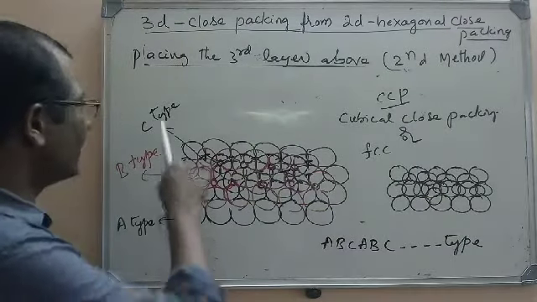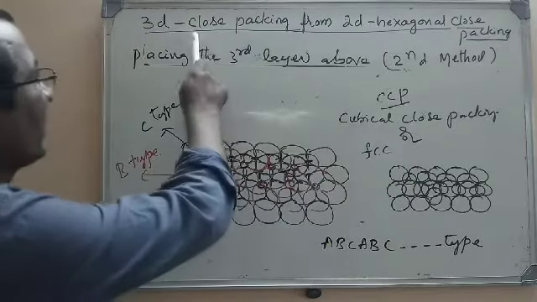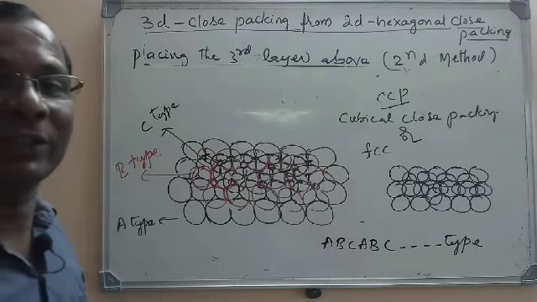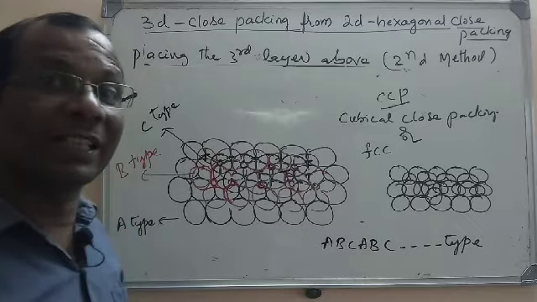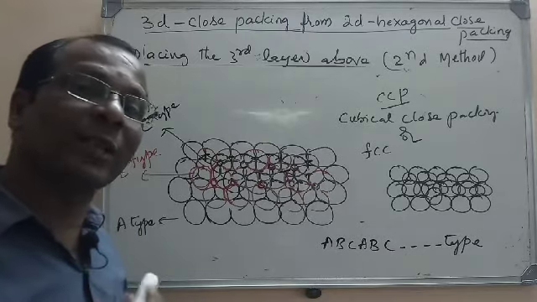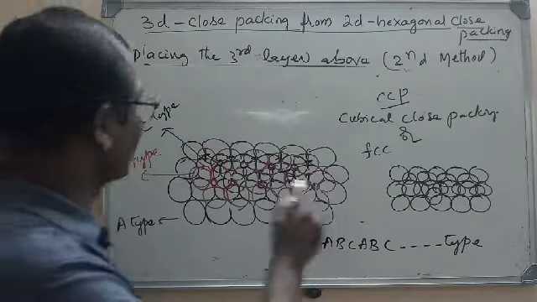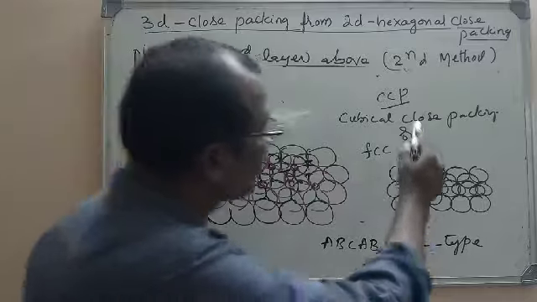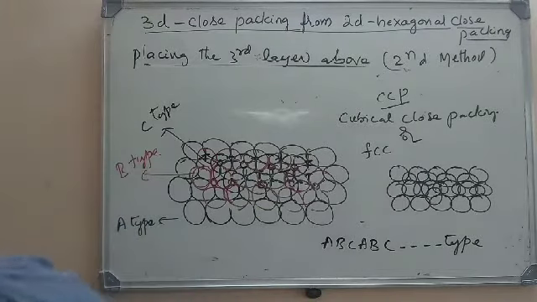So if A, B, C is the pattern, then CCP or FCC will be produced in three-dimensional close packing. If AB is the pattern, I told you it will produce hexagonal close packing. And I told you that from square two-dimensional close packing, AA is the repeating pattern. Don't worry about it. Now ABC is the repeating pattern, which will give us a cubic close packing or FCC. I will show you diagrammatically.